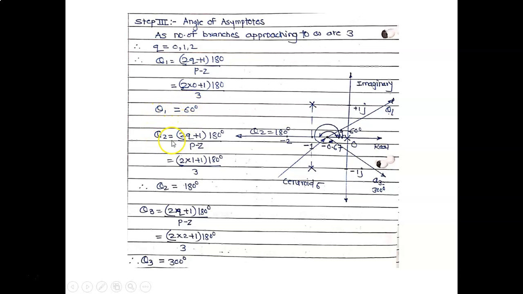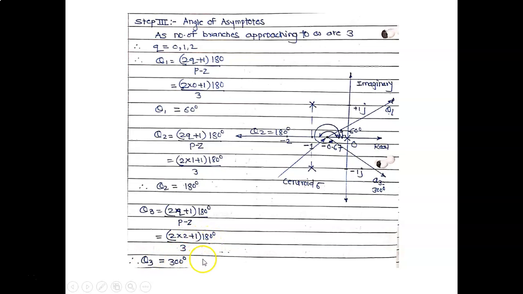Now, theta 2 is equal to 2q plus 1 into 180 degree divided by P minus Z. Therefore, theta 2 is equal to 2 into 1 plus 1 into 180 degree divided by 3. Therefore, theta 2 is equal to 180 degree. Theta 3 is equal to 2q plus 1 into 180 degree divided by P minus Z, which substitute value of q is equal to 2. Therefore, theta 3 is equal to 2 into 2 plus 1 into 180 degree divided by 3.